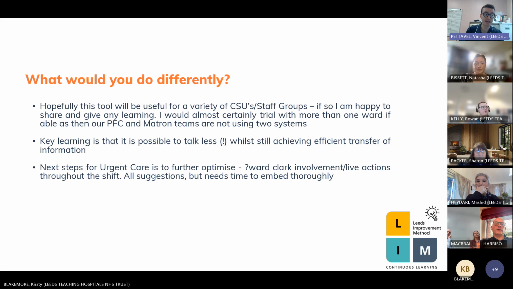My key learning is always that it's possible to talk less whilst having efficient transfer of information. I think we're quite eager in the NHS to pick up the phone and speak to people. And actually, whilst that's really nice and very personable, it's not always the easiest way to get that information across.